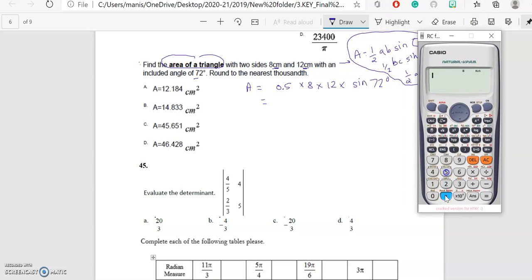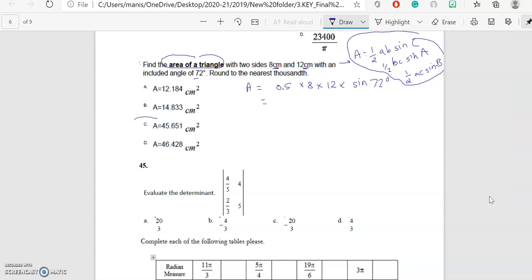So this is your 0.5 times 8 times 12 times sine 72, and I will close the parentheses, and my answer is 45.65. This is the answer choice which is close to my answer. So 45.65, that's my answer. Let's go to the next problem.